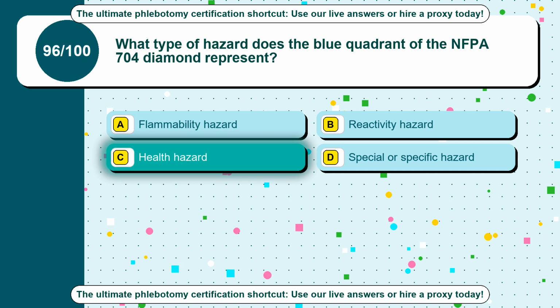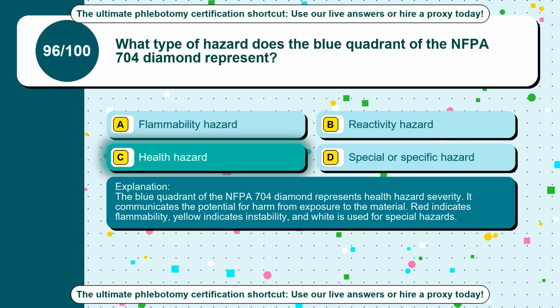Health hazard. The blue quadrant of the NFPA 704 diamond represents health hazard severity. It communicates the potential for harm from exposure to the material. Red indicates flammability, yellow indicates instability, and white is used for special hazards.